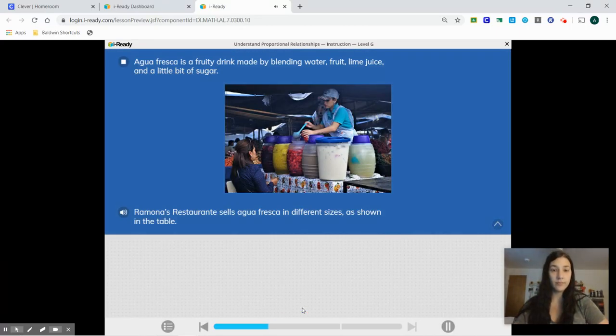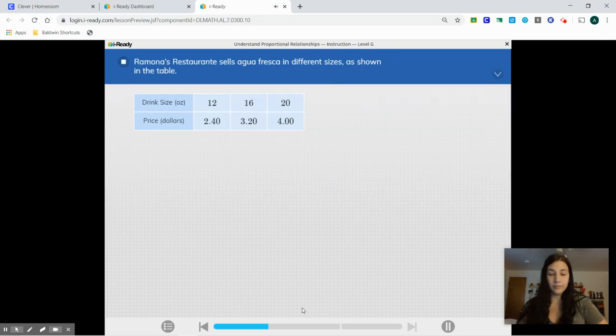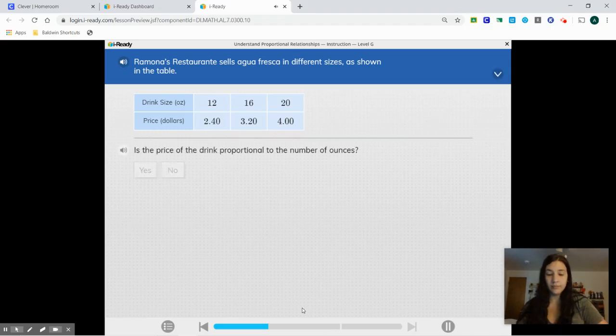Agua fresca is a fruity drink made by blending water, fruit, lime juice, and a little bit of sugar. Ramona's Restaurante sells agua fresca in different sizes, as shown in the table. Is the price of the drink proportional to the number of ounces?